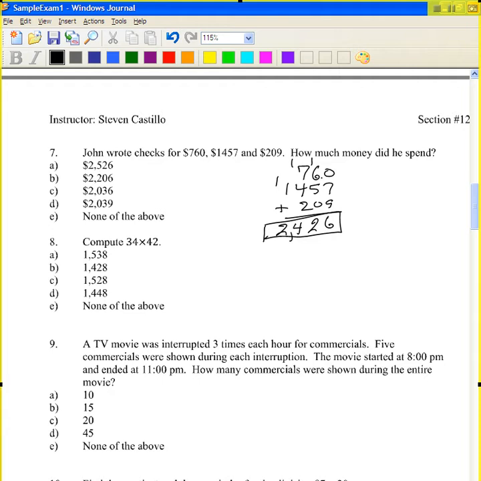$426. None of the above. Yeah, I guess not. So let me just check. That's 8, 10, 14. Yeah. Okay. So none of the above.